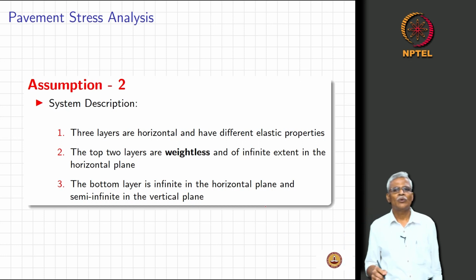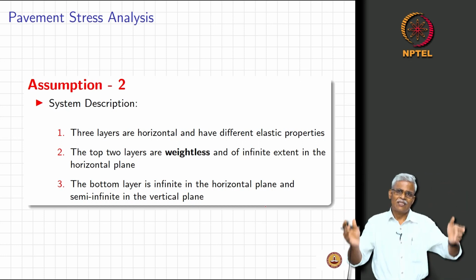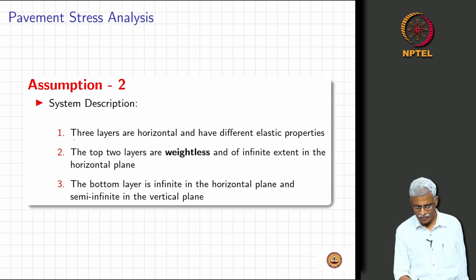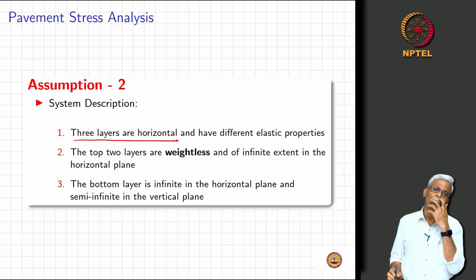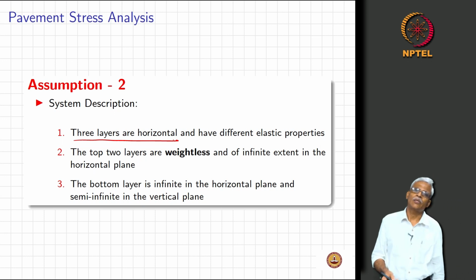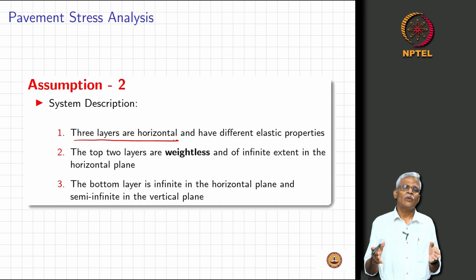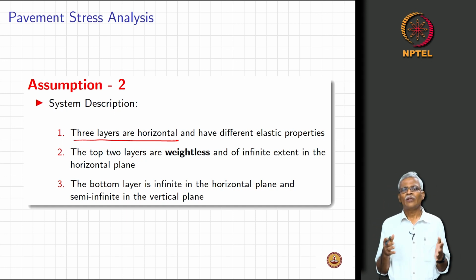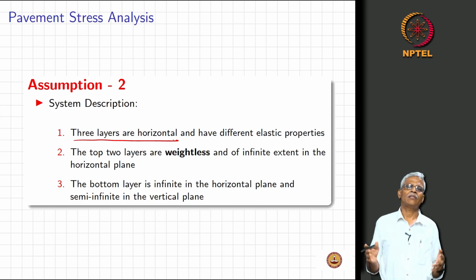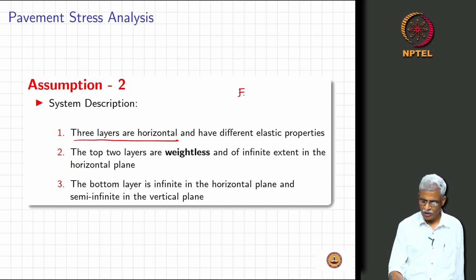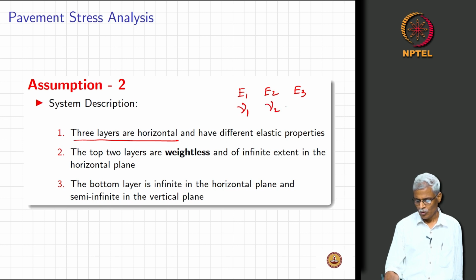Now, what is assumption 2? System description. So, what exactly is this system that we are trying to solve? We are going to make the statement there are 3 layers. In fact, with KenPave and all other softwares that you will be using, you can have up to 20 layers, but this is the original formulation that was presented, in which a lot of tabulated data was given, graphical description was also given. So, 3 layers are horizontal and they have different elastic properties, E1, E2, E3, nu1, nu2, nu3.